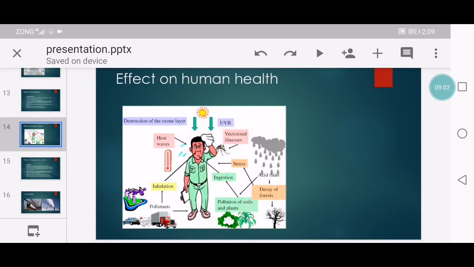Here we can see how air pollution affects human health: destruction of the ozone layer, UV visible light, heat waves, and then pollutants, and then inhalation.